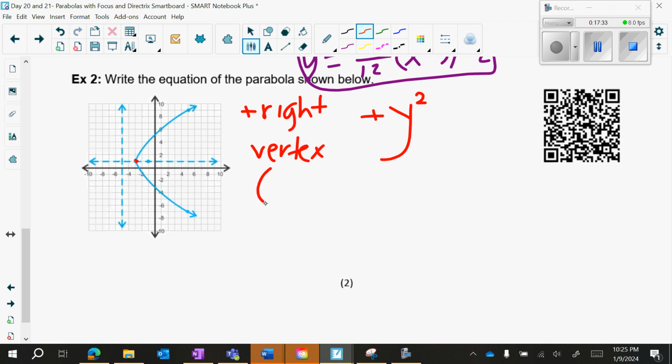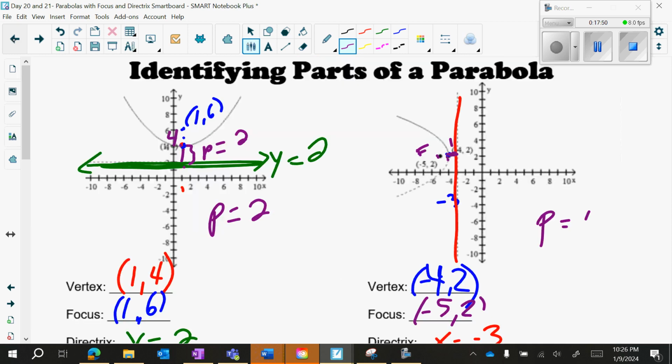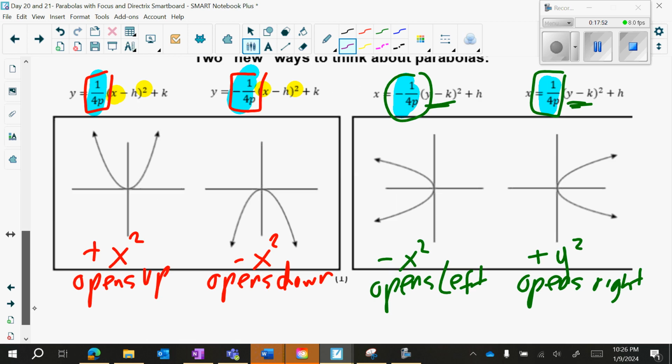The vertex is going to be -3, 1. And then find the p. Right 2 and left 2 from the vertex. Okay, so let's go back to our initial shell here.